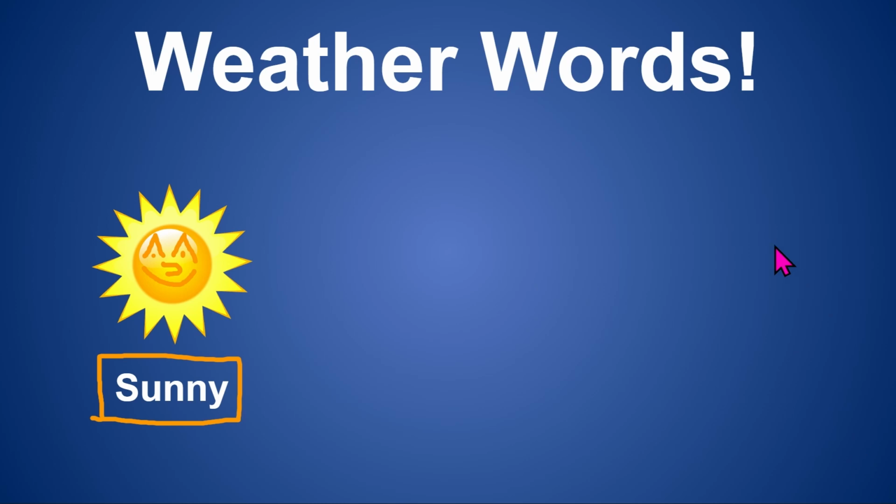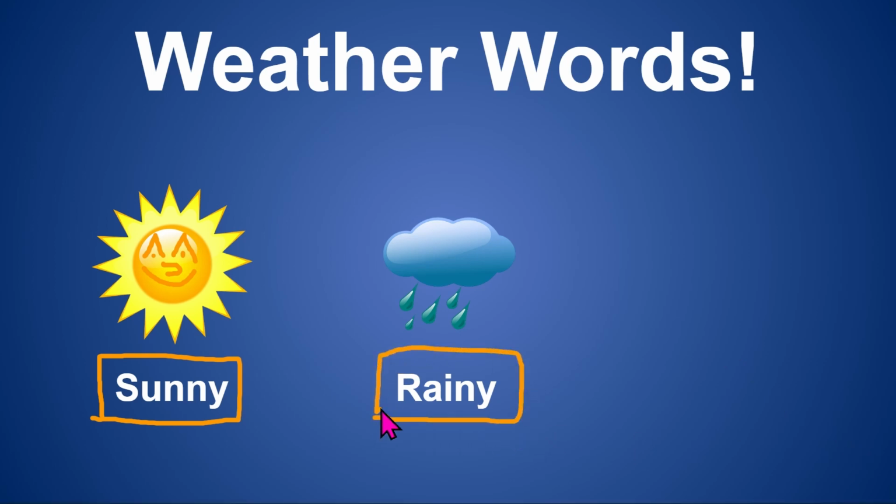Okay, now the next one. Oh, I know we know this word because we live in Taiwan. This one some people like and some people don't, but this word is rainy. Rainy days are usually in the wintertime or in the summertime. And usually when it's raining outside, everybody's a little sad and it's a little wet and cold sometimes.